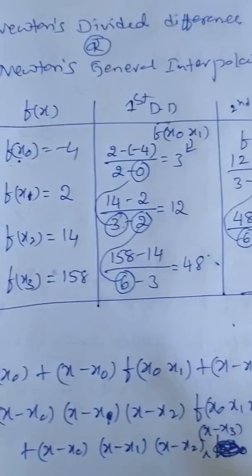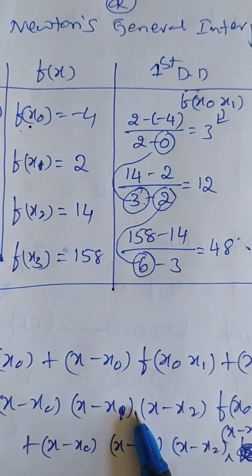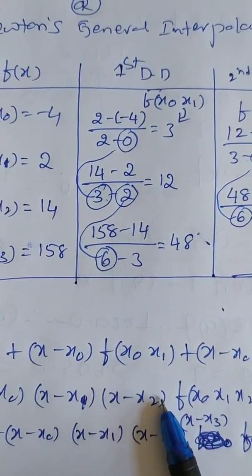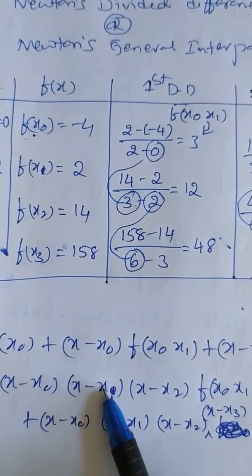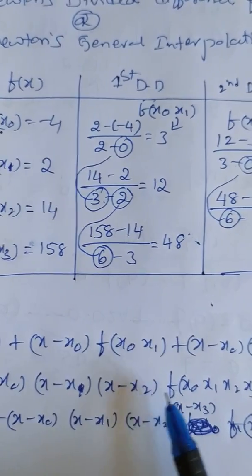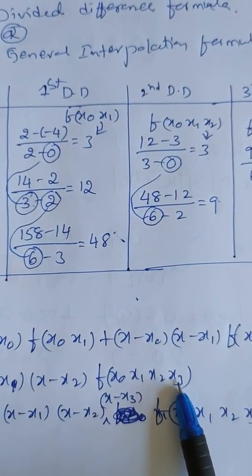Next term is (x minus x naught)(x minus x1) into (x minus x2). Add one more and multiply with one more term: (x minus x naught)(x minus x1)(x minus x2) is multiplied with f of x naught, x1, x2, x3, the third divided difference.